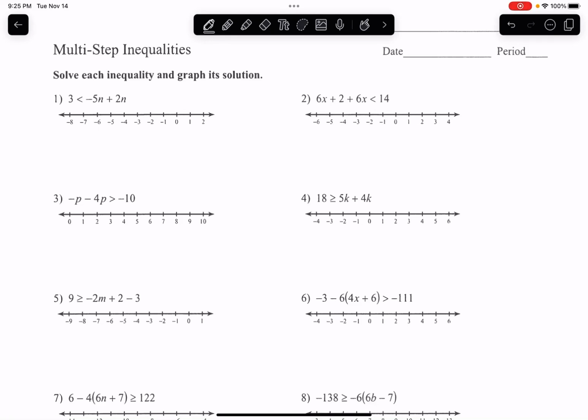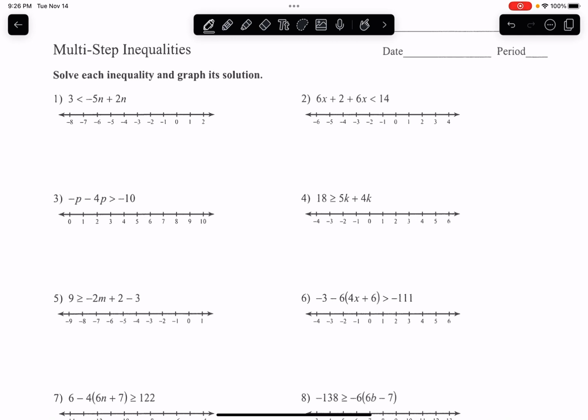Alright, here's our homework check for the day. So I'm just gonna start getting after it. First things first with any of these, we're gonna talk about how to distribute and then solve like we did yesterday. But for these first few, we're just gonna have to combine some like terms before we get to solving.